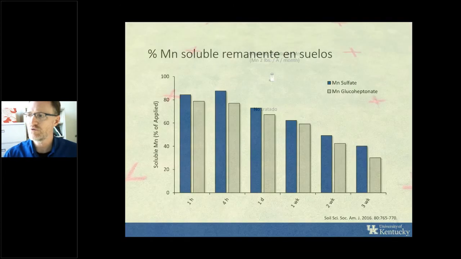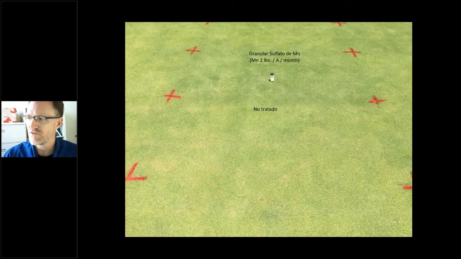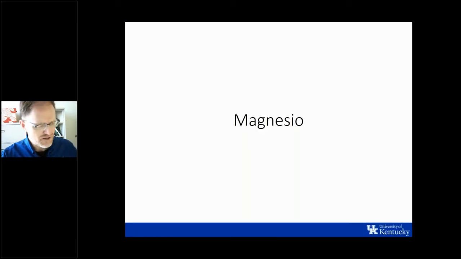And you can see that when you put it out in a controlled manner, where the lower plot here is no manganese, and the upper plot is granular manganese. Okay, so you can see that green rectangle pretty clearly there from granular manganese. So manganese is a valid evidence-based granular application product.